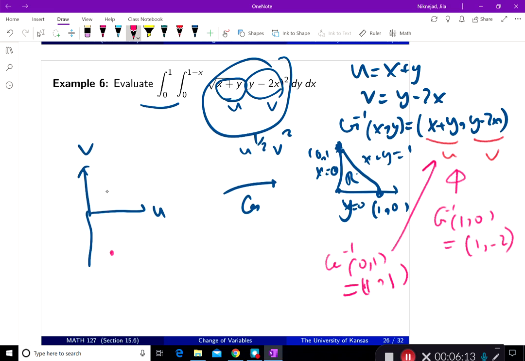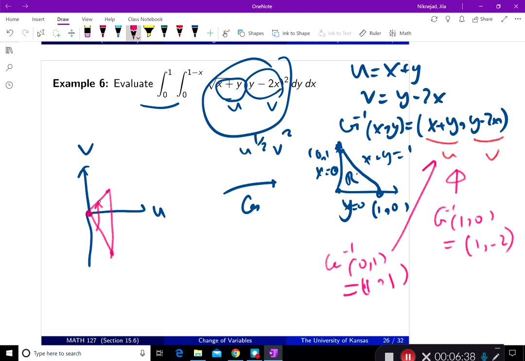And so that is out here somewhere. And then if I plug in 0, 0 in here, I get 0, 0. So this is the region that I'm seeing. And so the region is not too bad. It can be y simple, and we can integrate from there.